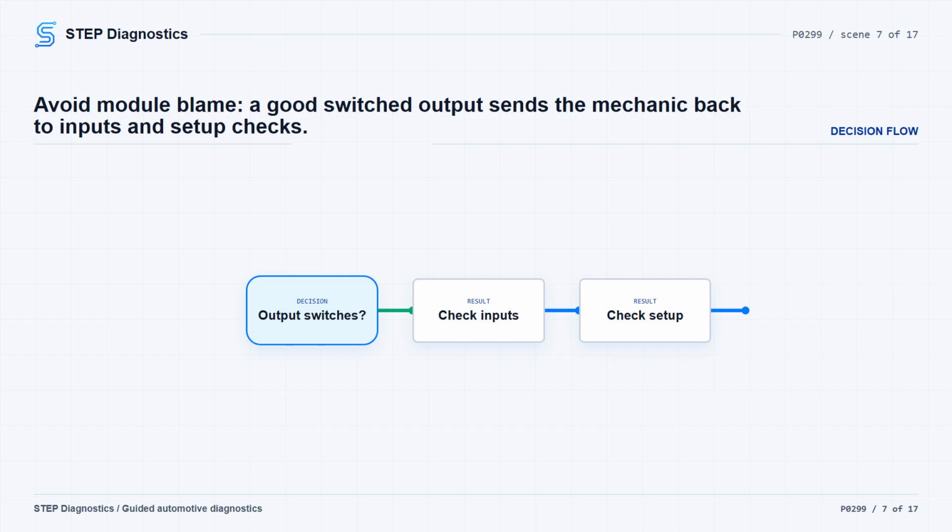If you use output state control, use it to confirm the module can switch an output on and off. If the output works normally, shift your attention back to the inputs instead of blaming the module. Unnecessary module replacement usually comes from incomplete testing.